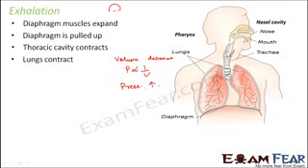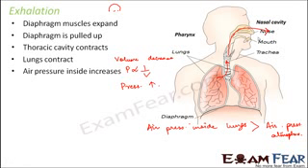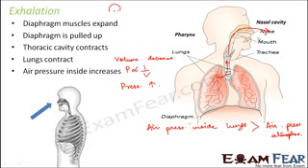Now when the pressure increases, that means the air pressure inside the lungs is more than the air pressure in the atmosphere. Therefore, the air pressure inside the lungs is greater than the air pressure in the atmosphere. Correct? So the movement of air will take place from the higher pressure area to the lower pressure area. That is, the movement of air will take place from the lungs to the atmosphere. So just the opposite way. So this is how the movement of air will take place.